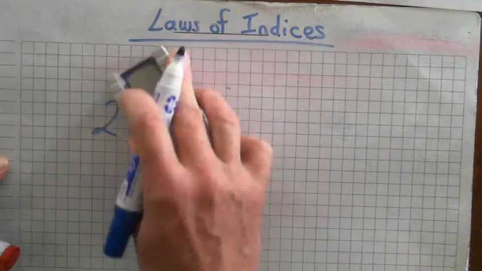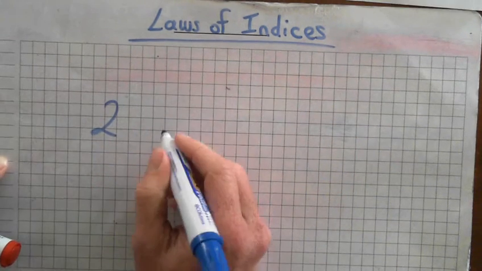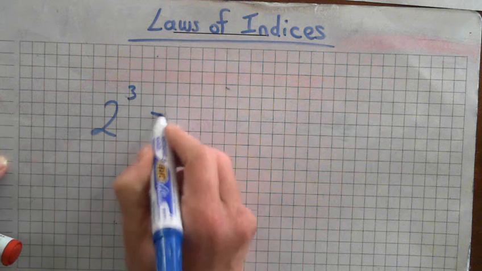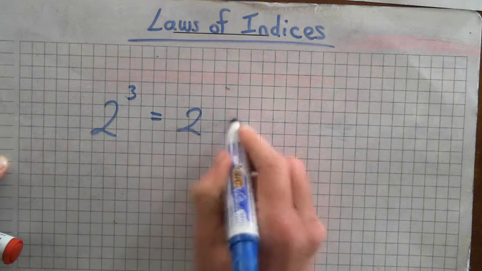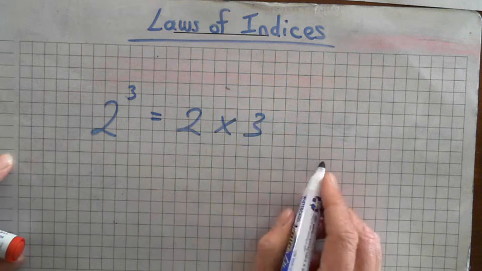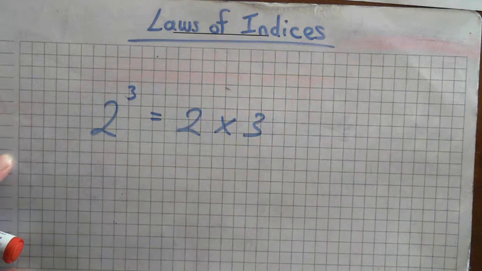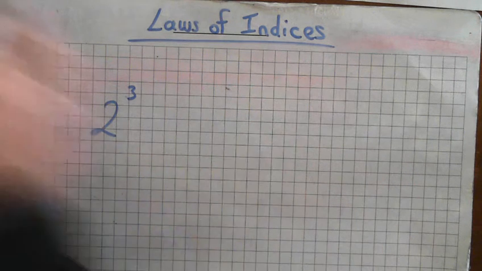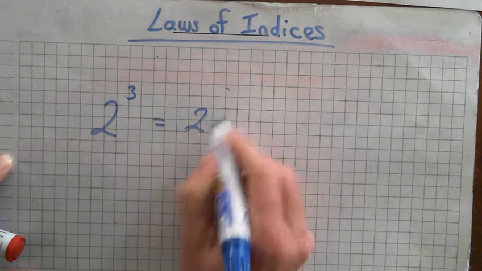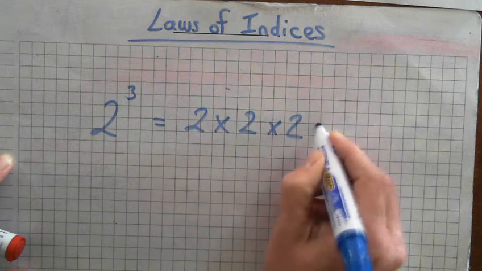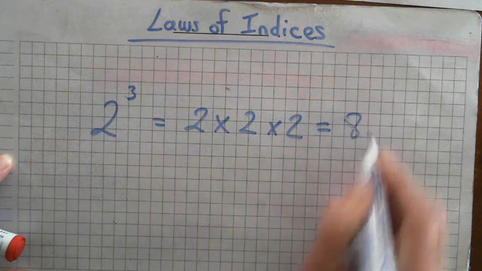A better example. The most common mistake everybody makes is they go 2 times 3. 2 times 3 is 6. But that's not correct, is it? 2 to the power 3 means 2 by 2 by 2, which is 8.